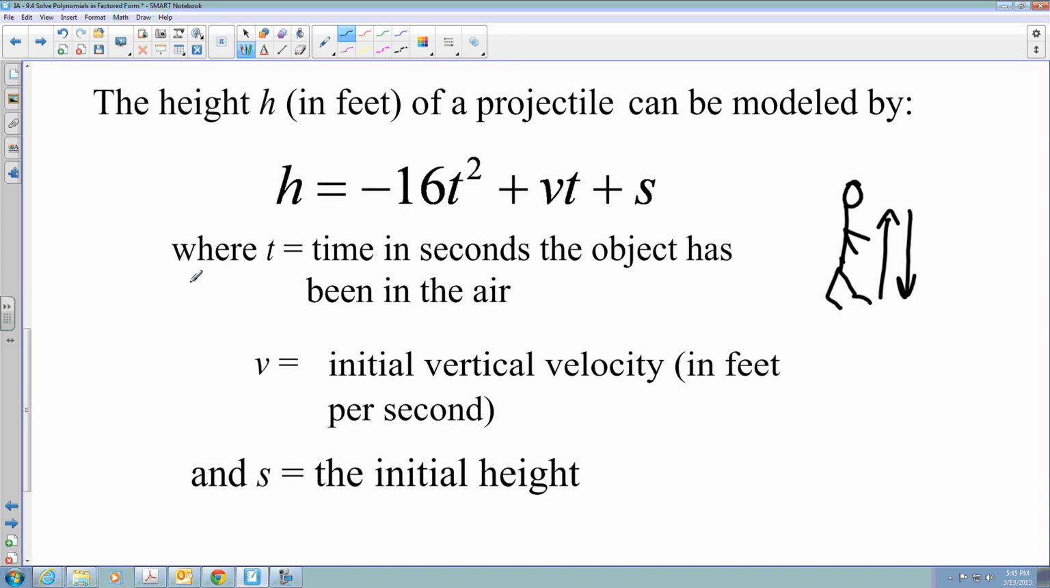H is its height in feet. T is represented as time in seconds the object has been in the air. V is the initial velocity in feet per second. And then S is the initial height that he jumps from.